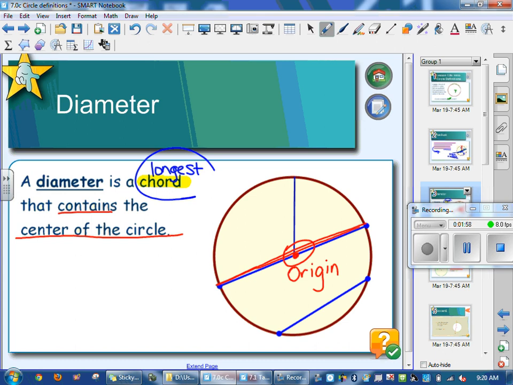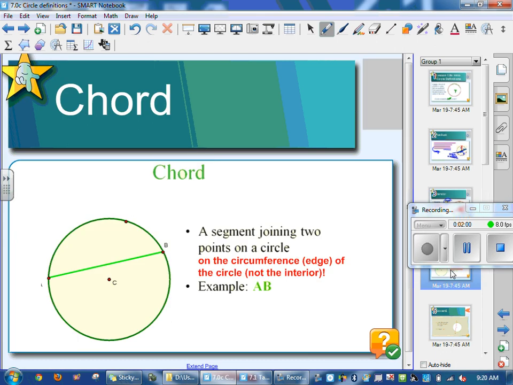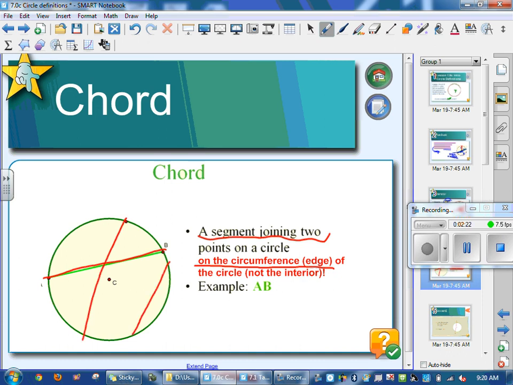Let's investigate that part. So a chord is a segment that joins 2 points on the circle. It says on the circumference, meaning the edge of the circle, not the interior. So that means any line joining edge to edge is called a chord. Okay? Anything going edge to edge is a chord. Edge to edge is a chord. Anywhere you want. Okay? As long as it's edge to edge.